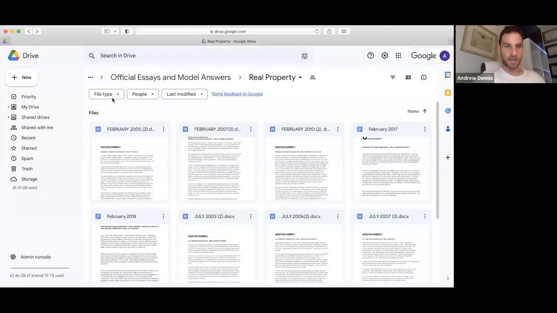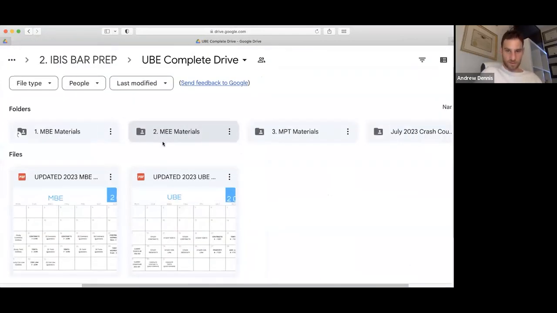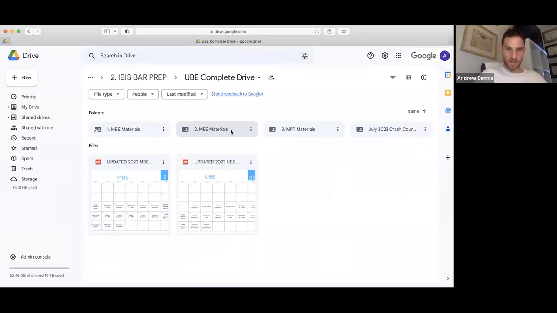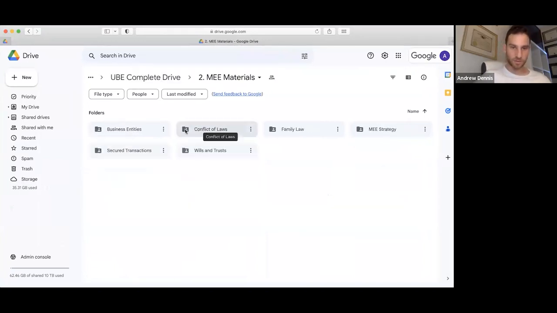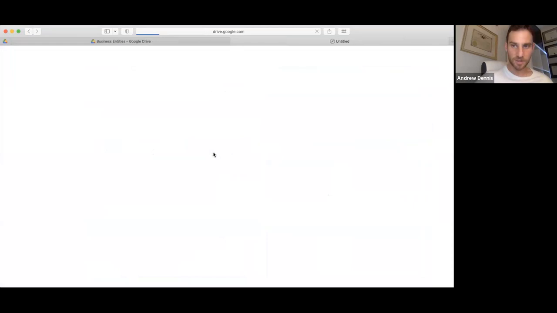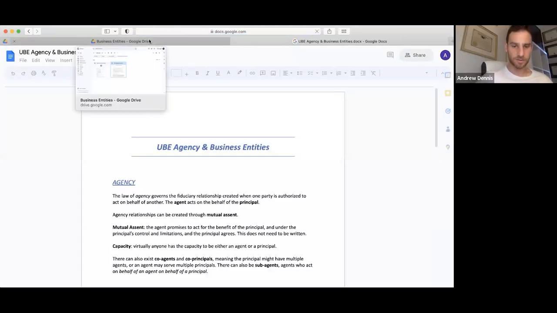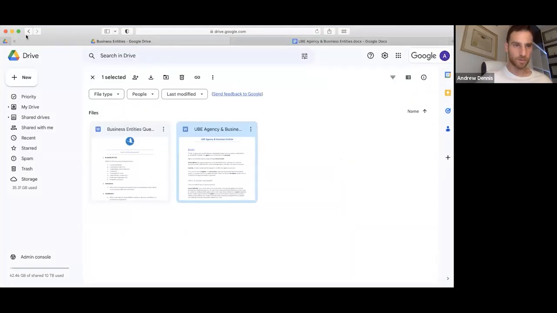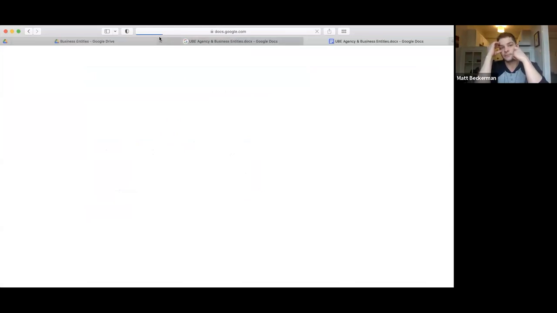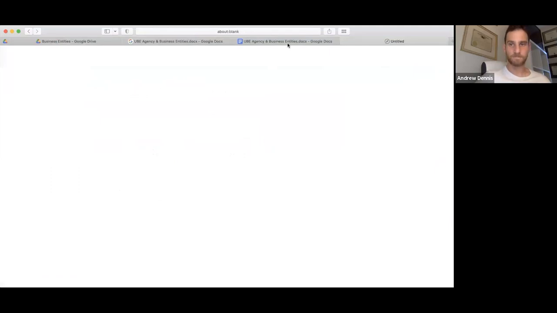And in our drive, we have MEE materials that include business entities and agency and partnerships. That's the outline. There's a questionnaire too? Yeah. Okay. Let's look over the outline real quick. Maybe that's what is in the business entities outline. Oh, it's right next to it. Yeah, they're next to each other.